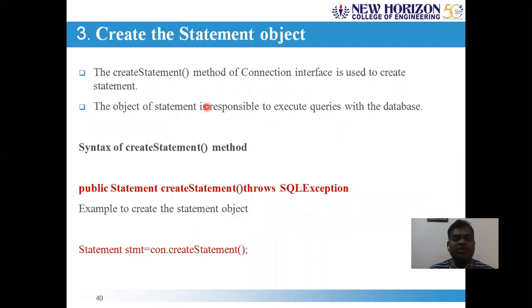And this statement object is responsible for executing the queries with the database. So the syntax of this createStatement method will be like this: public Statement. The return type is always a Statement object. The name of the method is createStatement, and it always throws SQLException. It means if you're trying to create a statement for a non-existing connection, it leads to the SQLException.